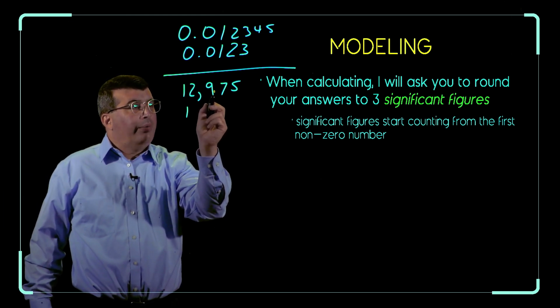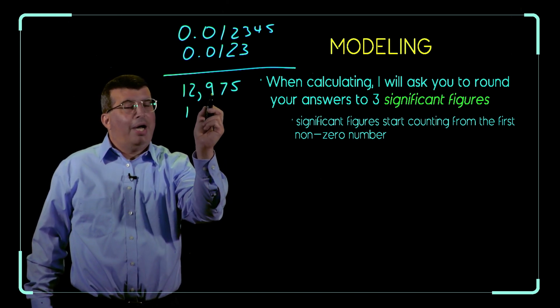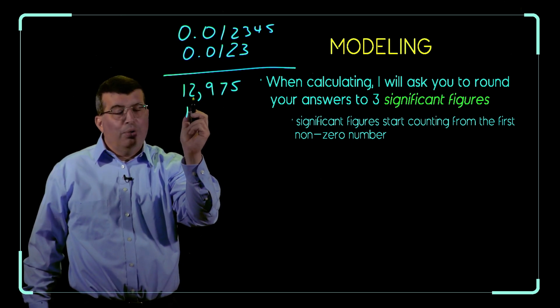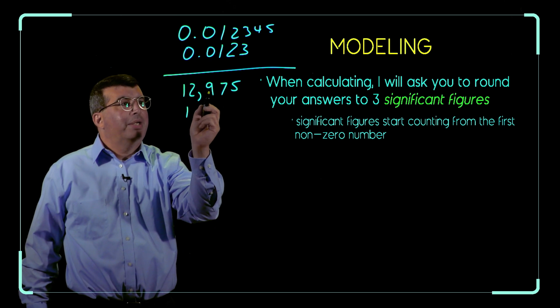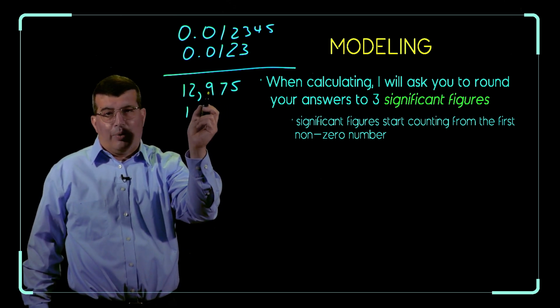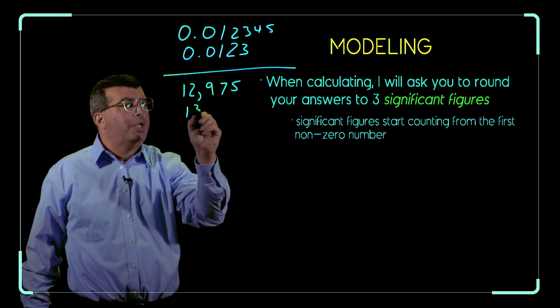However, when I round the 7, that's going to round up. That's going to make the 9 into a 0, and it's going to make the 2 into a 3. Okay, so because of this 7 here, the 9 rounds up, so the 29 rounds up to 30.